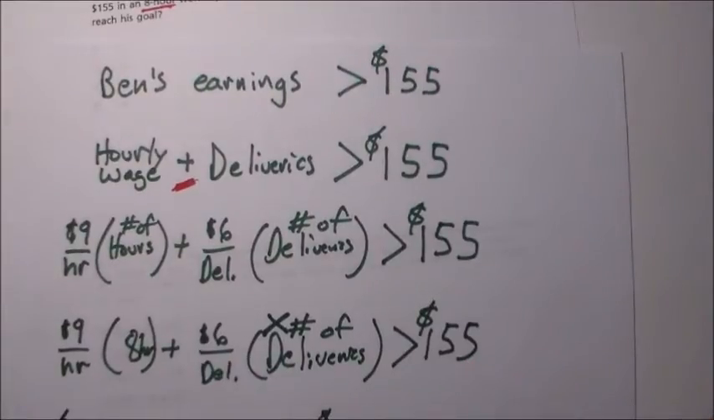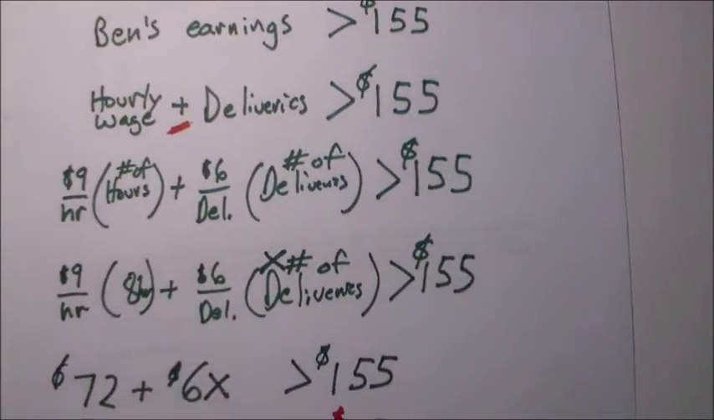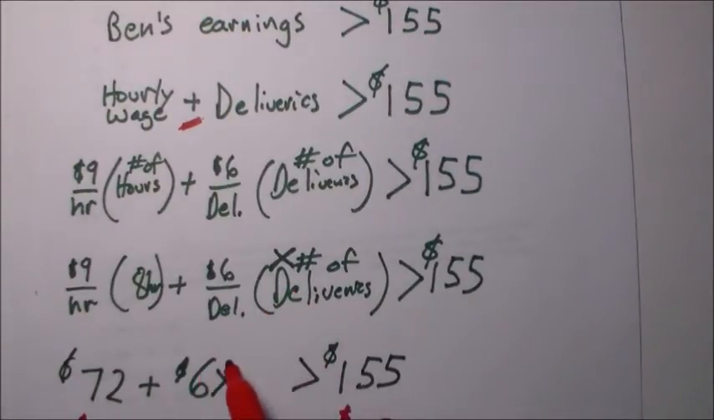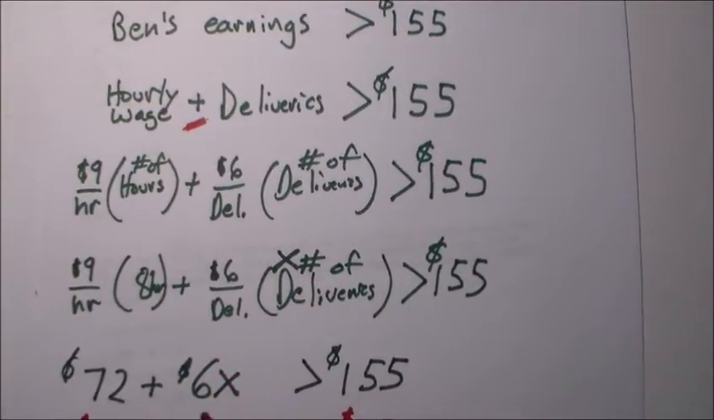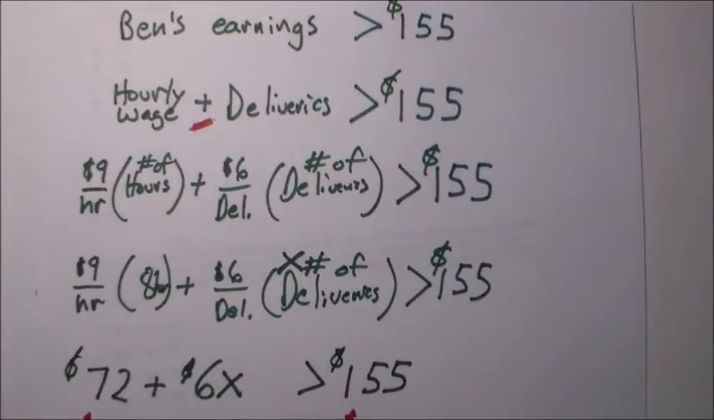number of deliveries, and all of that has to be greater than 155. Press pause if you need to. I know we're going quick. What do we do now? Well, we have 9 times 8. That's just set up for us. So let's do that. That equals 72. And we have 6 times x number of deliveries, right? So 6 times x number of deliveries plus 72 is going to be greater than 155.